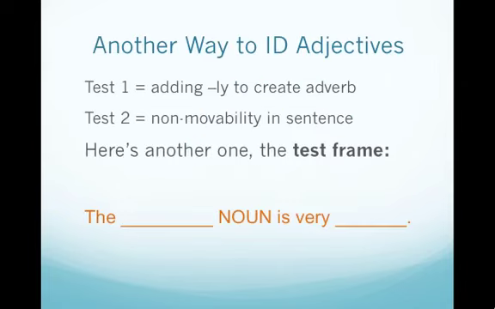Our first test is adding ly. If you can add ly to create an adverb, you've got an adjective. Test 2, it doesn't move in a sentence without causing some very interesting scenarios. Test number 3, the test frame. Put any noun you want, and then put the same word in this modifier position, and then also at the end of the sentence. The blank noun is very blank. Let me explain.